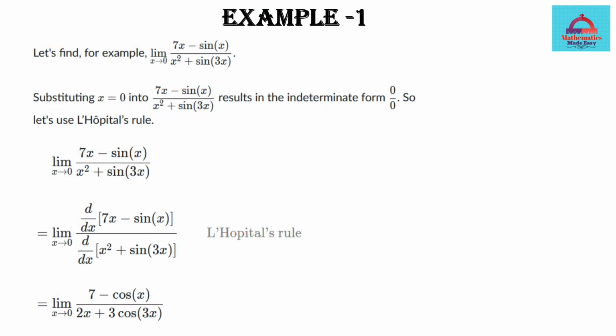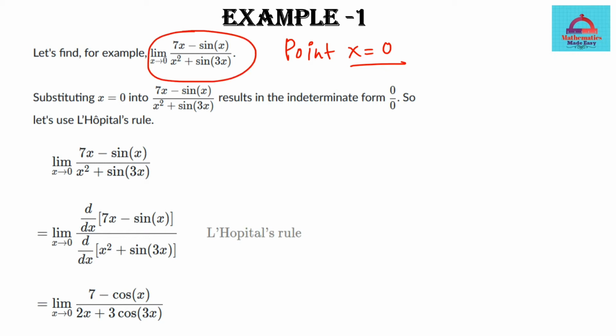So this is the first example that we'll be taking, and in this one, let me just read out the function for you. So you are given (7x minus sin x) divided by (x square plus sin 3x). This is the function. Definitely you can see it is in the numerator divided by denominator form, and then the limit is approaching x going to 0. That means the point at which we are trying to find the limit is 0.